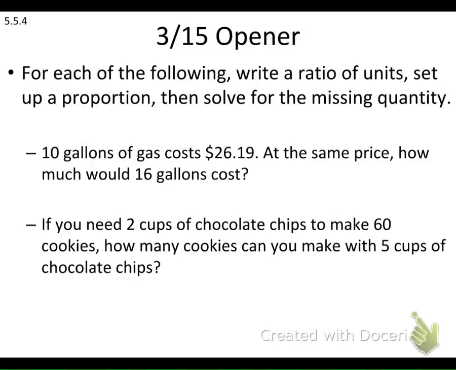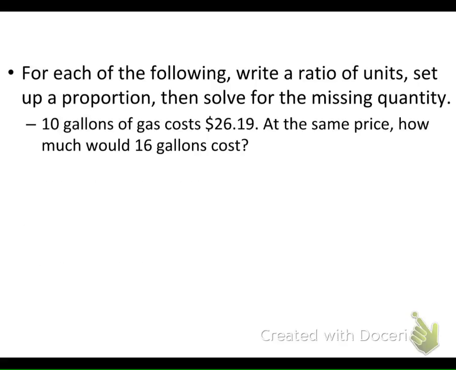All right, so for each of the following, we're going to write a ratio of units, set up a proportion, then solve for the missing quantity. So this goes off of our notes from yesterday, solving proportion word problems. So the first thing that I am going to do is write a ratio of units.